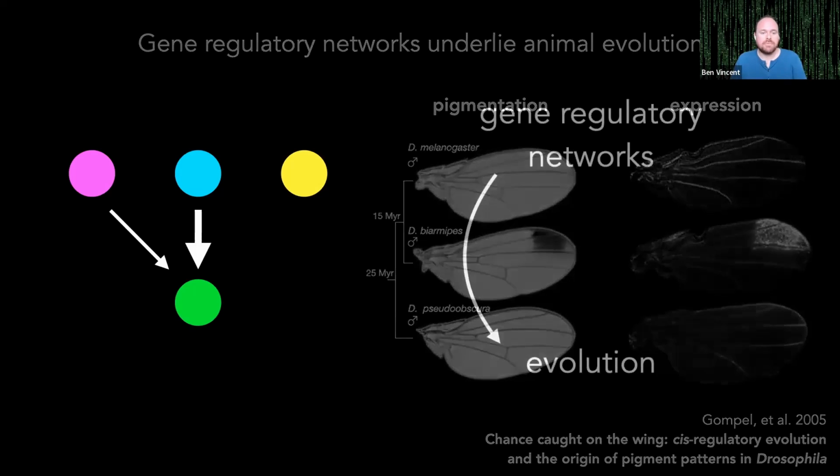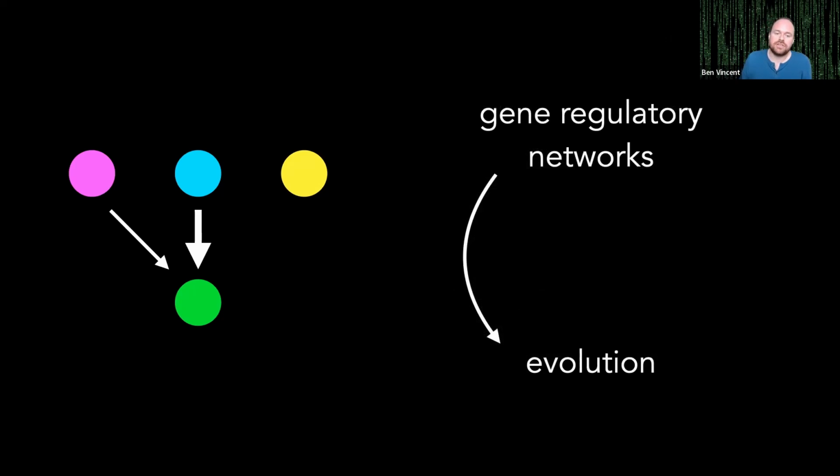And while this is one example, there are many case studies in the literature that show that mapping these gene regulatory networks can be a really useful tool for studying evolution. But what I've realized in my postdoc is that the opposite relationship is also true. So natural variation in animals can be a really interesting tool for mapping these networks themselves.